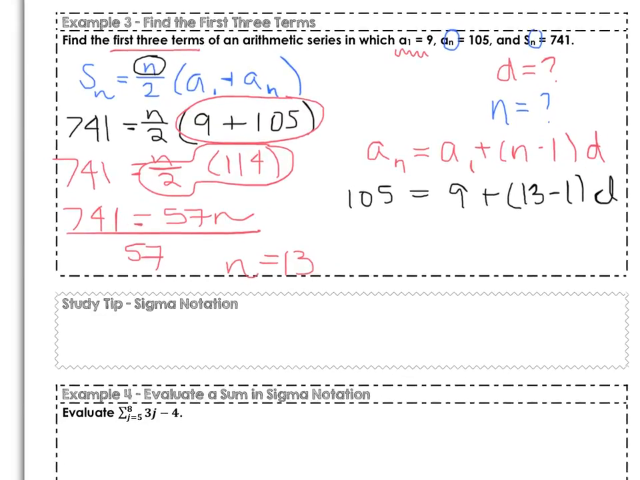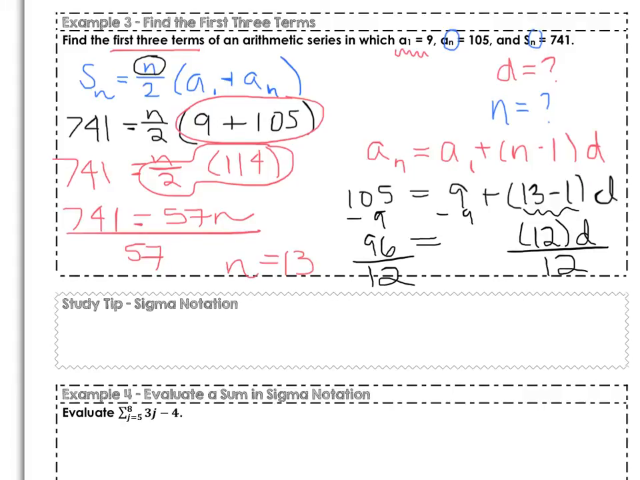So first off, let's notice the fact that 13 minus 1 right here is 12. So we really have 12 times our common difference. We can also decide before we move on to subtract 9 from both sides. 105 minus 9 is going to get me 96. So right now we have 96 is equal to 12 times our common difference. We're going to divide both sides by 12, and 96 divided by 12 gets me a common difference of 8.